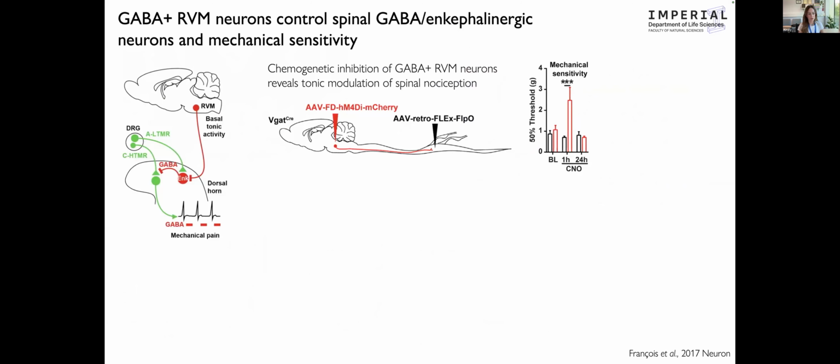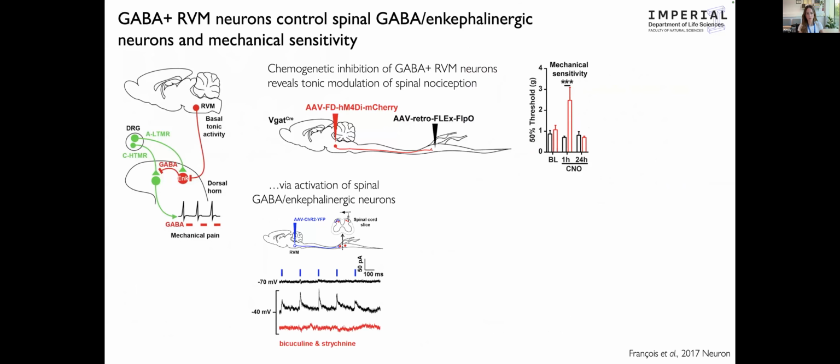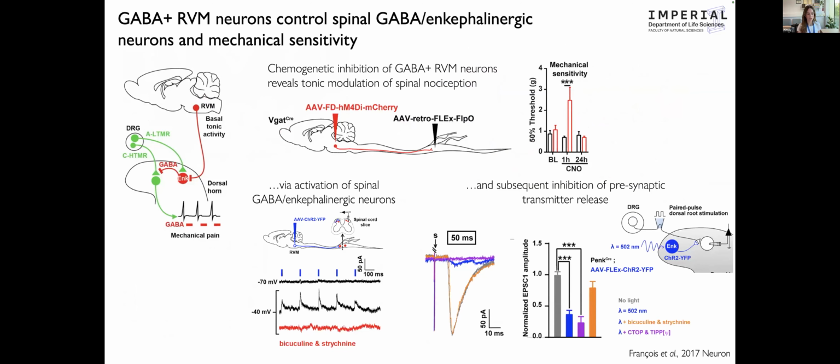This paper uncovered an RVM spinal cord primary afferent circuit controlling pain thresholds, where the unexpected finding was that chemogenetic inhibition of GABA-positive RVM neurons revealed this tonic modulation of spinal nociception via activation of spinal GABA and enkephalinergic neurons. So these RVM GABAergic neurons will facilitate mechanical pain by inhibiting dorsal horn interneurons, and really interestingly, these interneurons are gating sensory inputs and controlling pain through these enkephalin and GABA mediated presynaptic inhibitions of somatosensory neurons. And so all of a sudden you can understand how maybe you could target these to alter pain thresholds.